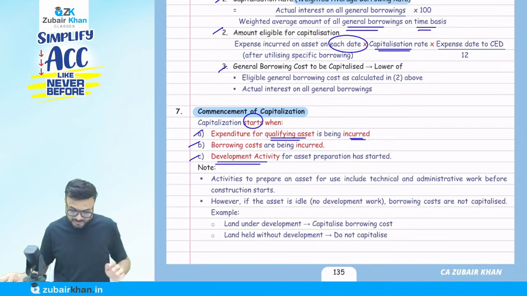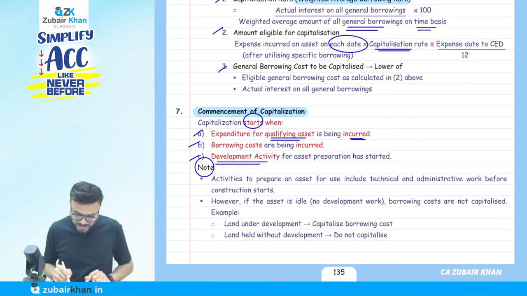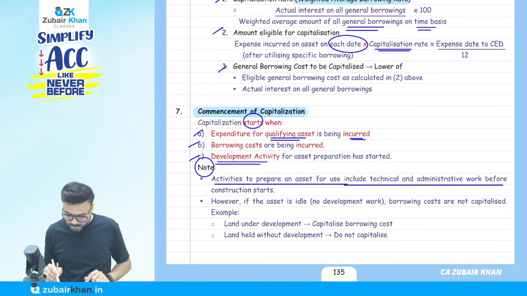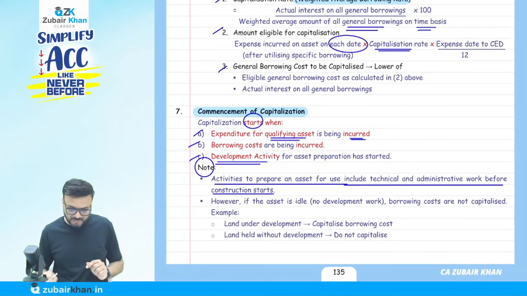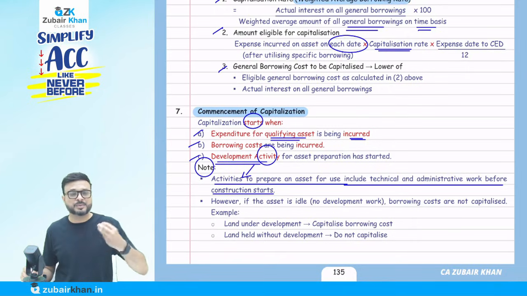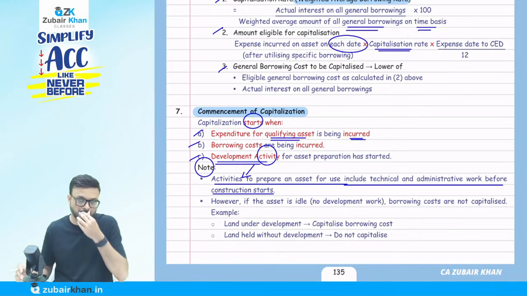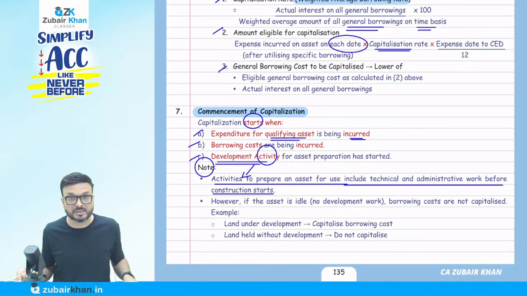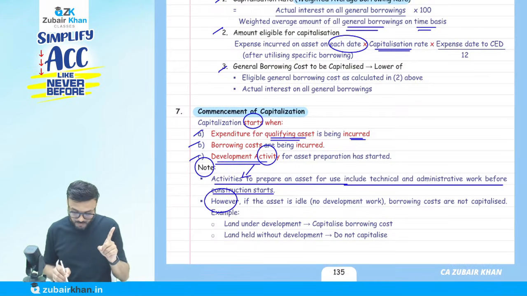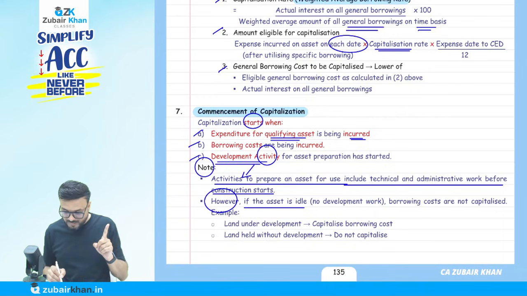But they note here that activity to prepare an asset for use includes technical and administrative work before the construction starts. Even some technical and administrative work, such as the architect and designing of the building, counts, so they say yes, activity has been started. However, if the asset is idle and no development work is going on, borrowing costs are not capitalized.